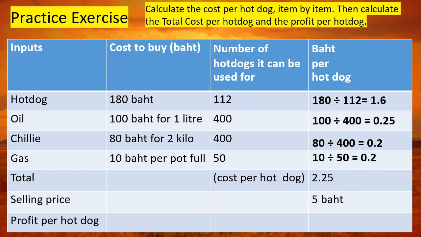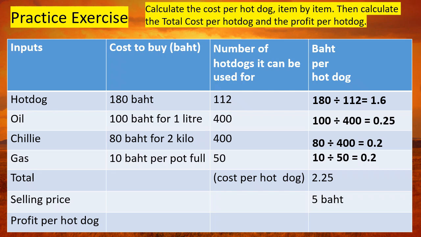So, for hot dogs in the right-hand column, we have 180, which comes from the second column, the number of baht, divided by 112, which is the number of hot dogs that we bought for 180 baht. And the answer is 1.6 baht per hot dog. For the oil, we paid 100 baht for 1 liter. That's enough to do 400 hot dogs. So 100 divided by 400 equals 0.25.